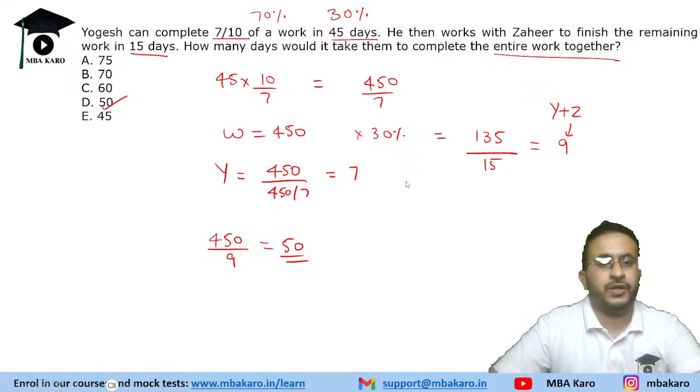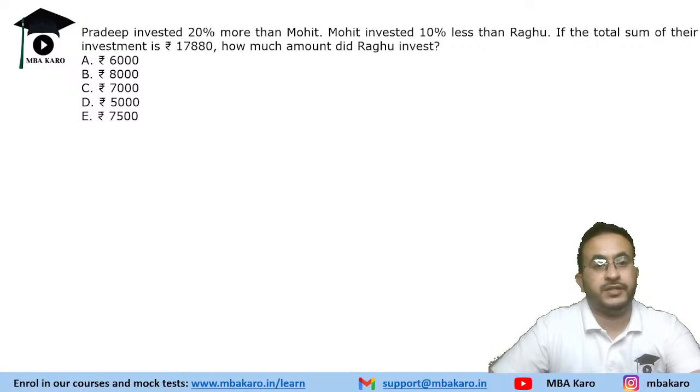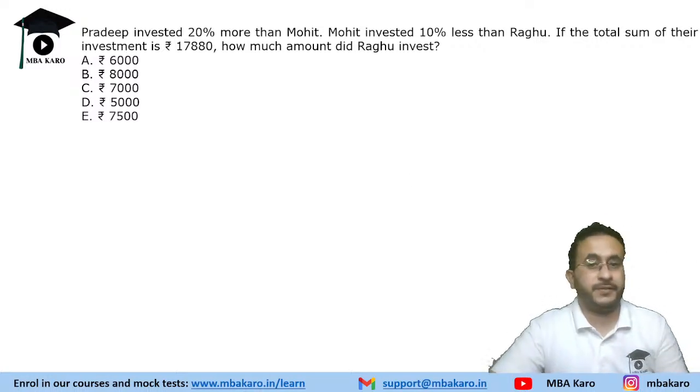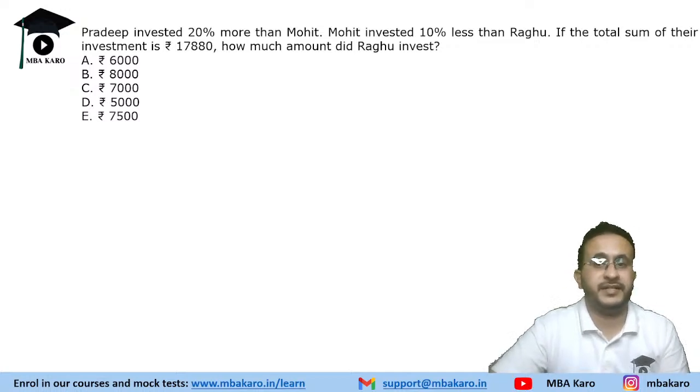Okay, all right, let's see the next question. Pradeep invested 20% more than Mohit. Mohit invested 10% less than Raghu. If the total sum of their investment is 17880, how much amount did Raghu invest?